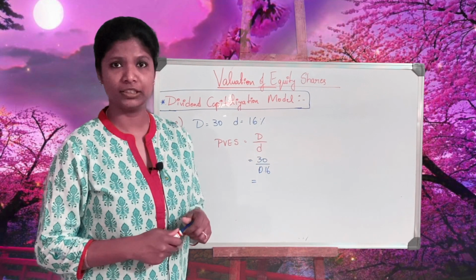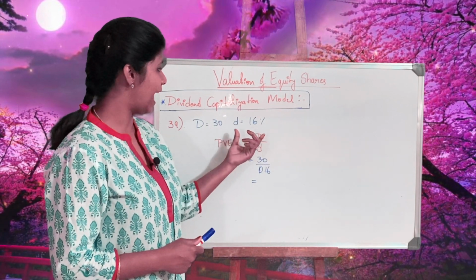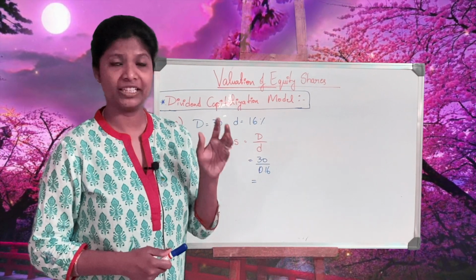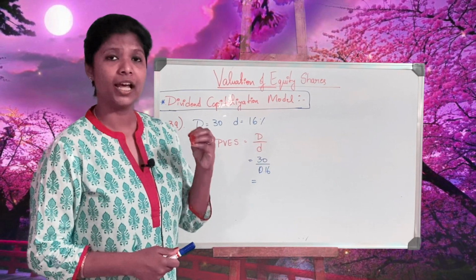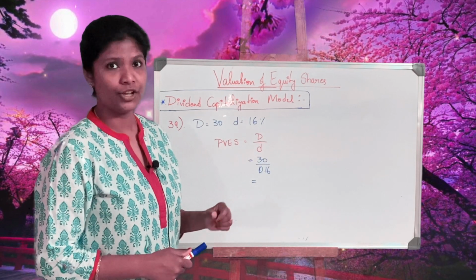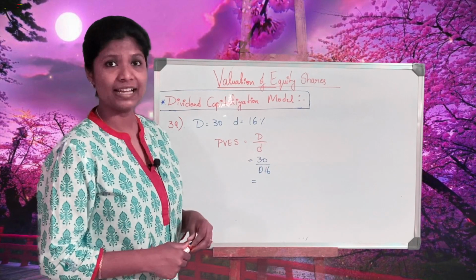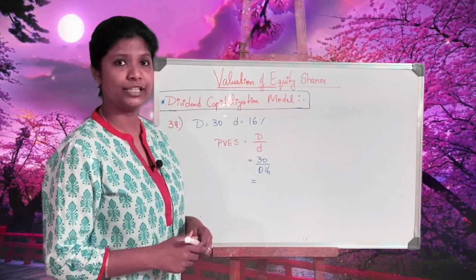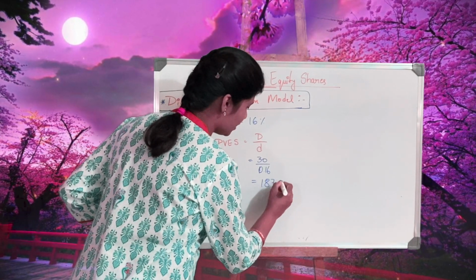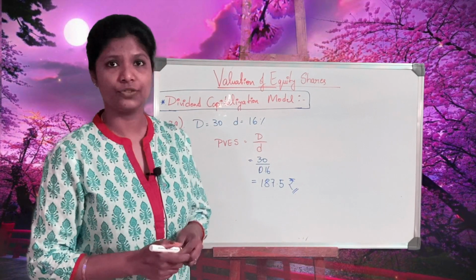So the next question is the 39th question, where the dividend given is rupees 30 and the discount rate is 16%. Here the dividend is not growing, it is constant. Every year the equity shareholder will earn rupees 30 as dividend. The formula is present value of equity shares equals dividend divided by discount rate, that is 30 divided by 0.16, which gives an answer of 187.5 rupees. So this is the present value of the equity share.